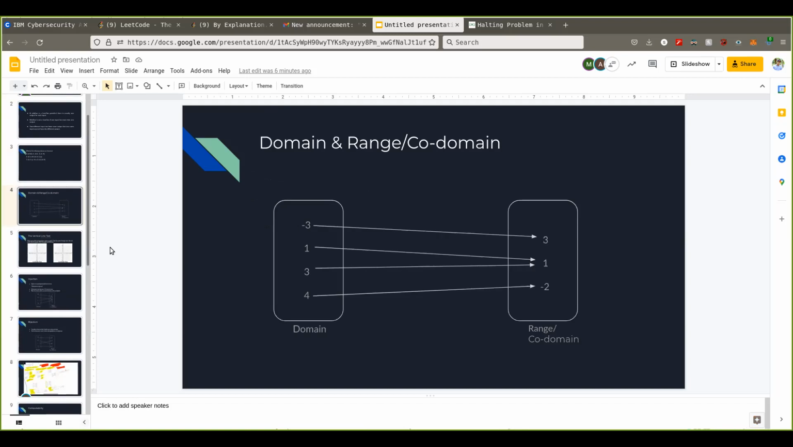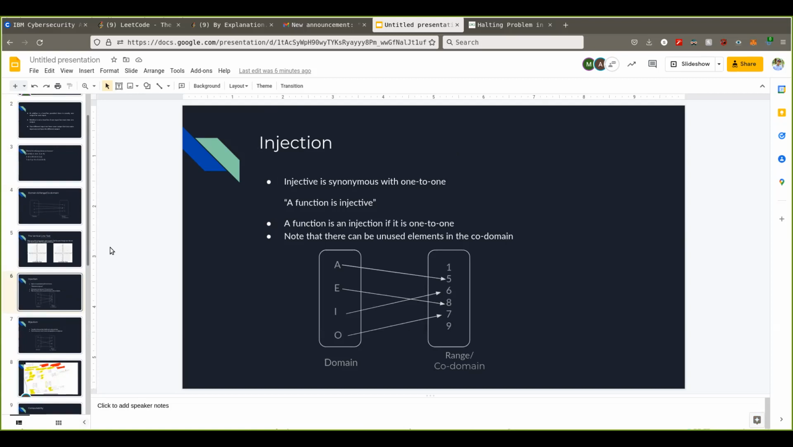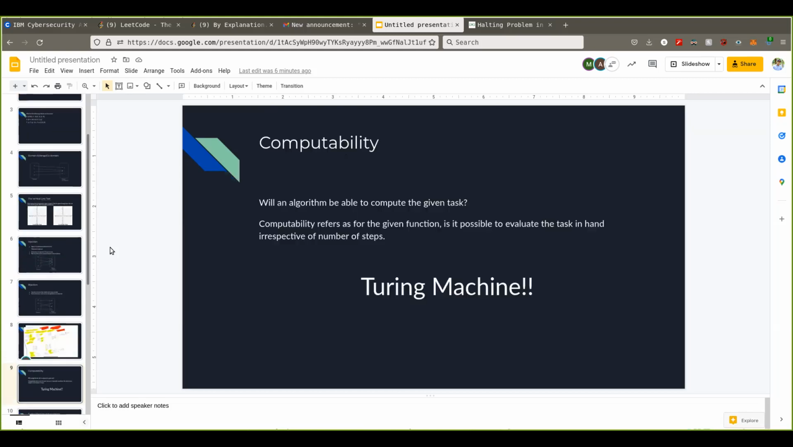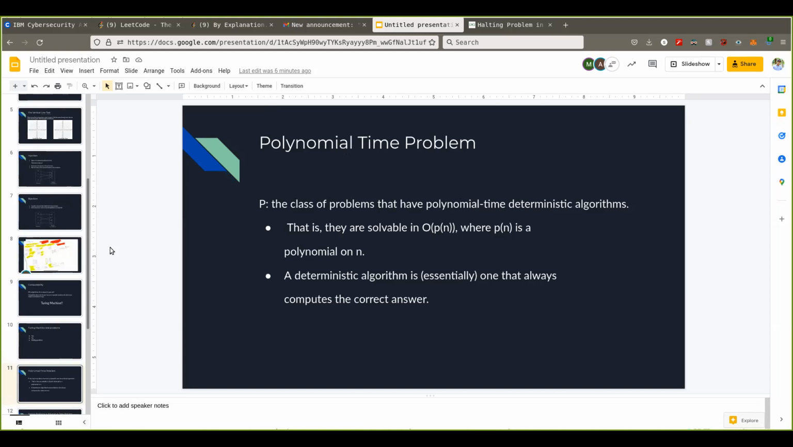Say domain, range, codomain. This is a test for finding a function. Next. Injection, bijection, types of functions. Then computability, Turing machine, then polynomial time problem.